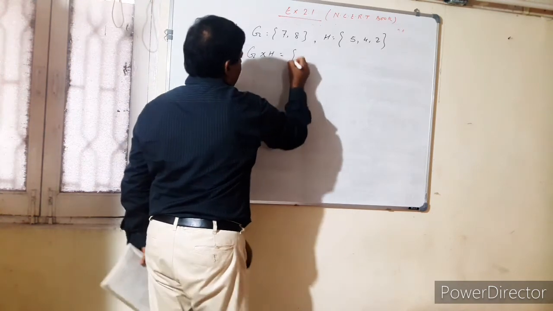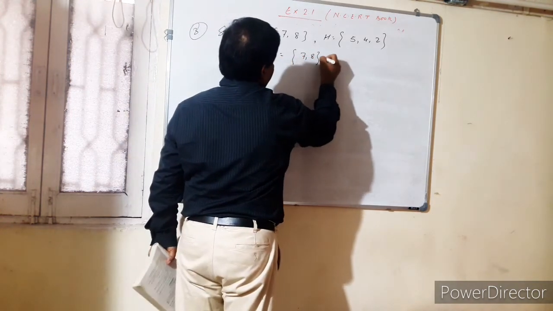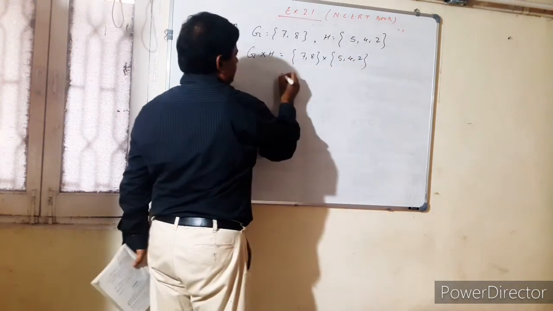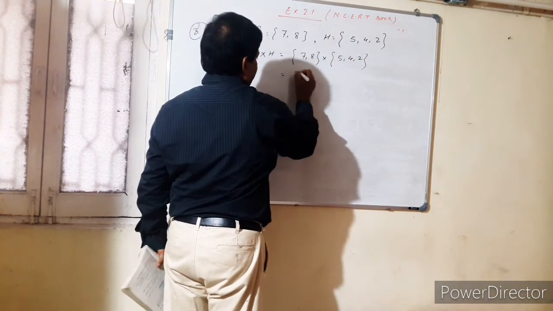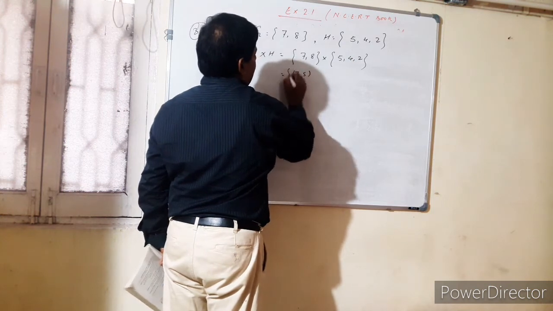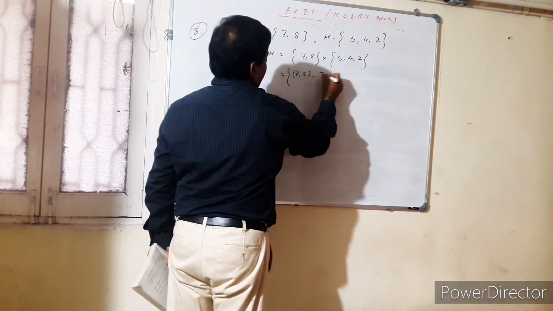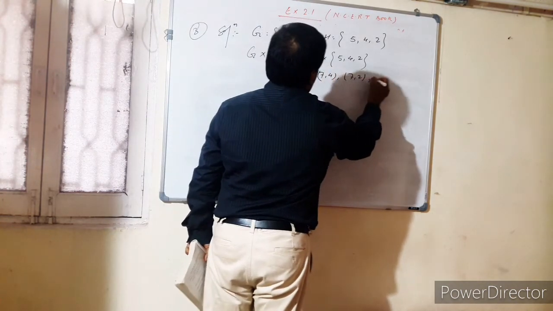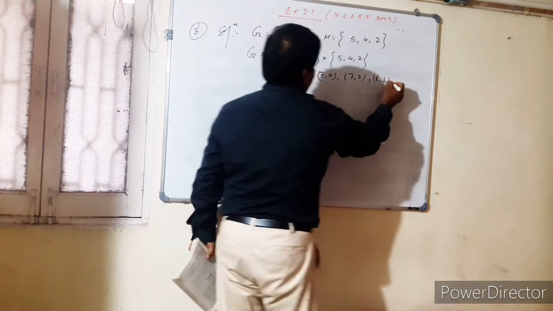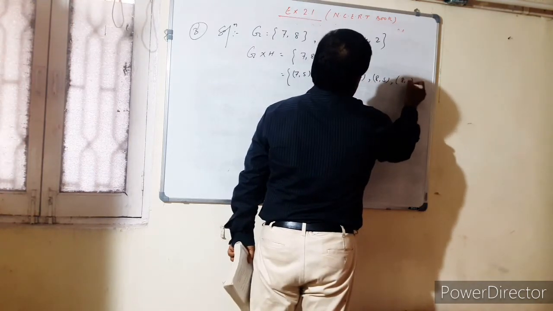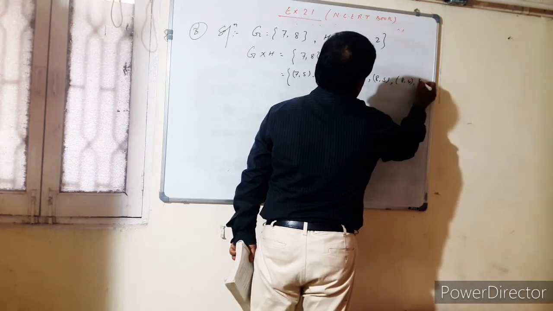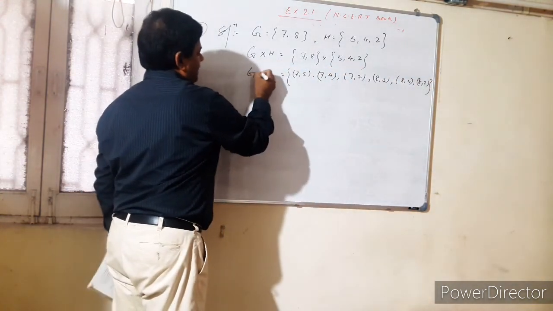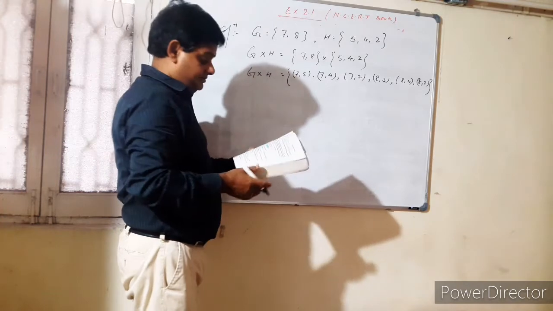So you know that here 7, 8 into 5, 4, 2. So it means 7, 5, first 7, 5, then after 7, 4, 7, 2, 8, 5, 8, 4, 8, 2. This is the G into H, G cross H.